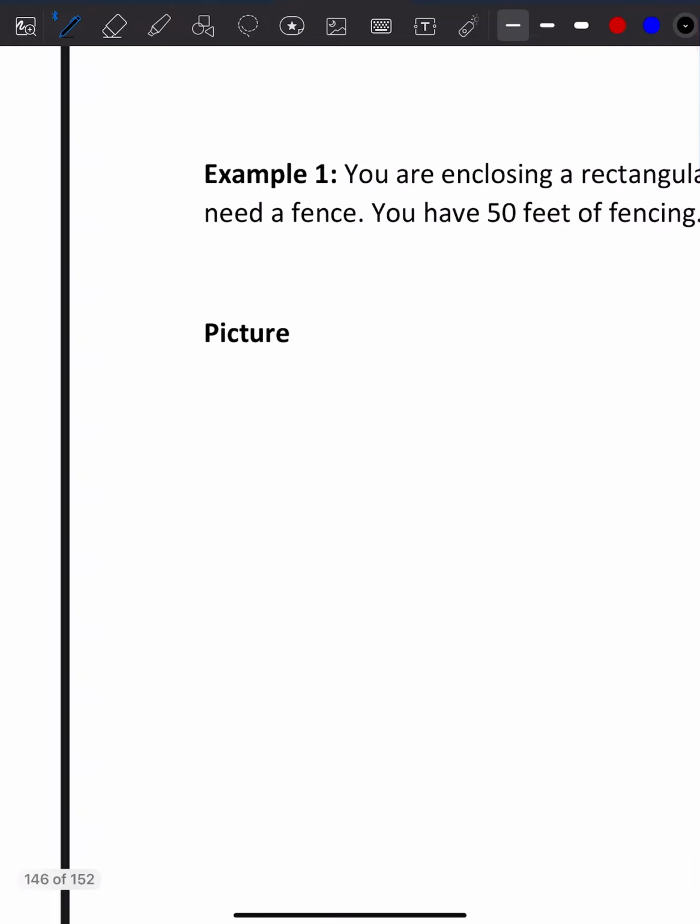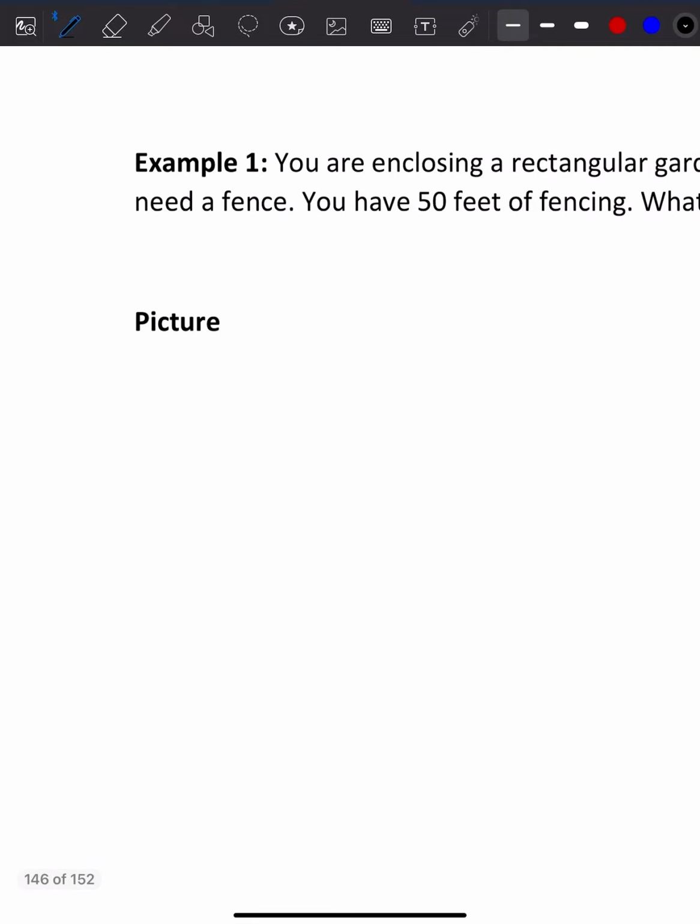So the first thing we're going to do is draw a picture. I have this side right here. This is going to be the side of the house. And then we need our fence. So our fence is going to be made up of the rest of these sides here. When we're looking at this, one thing that we notice is that we really only have 3 sides of this fence that we're going to be dealing with.